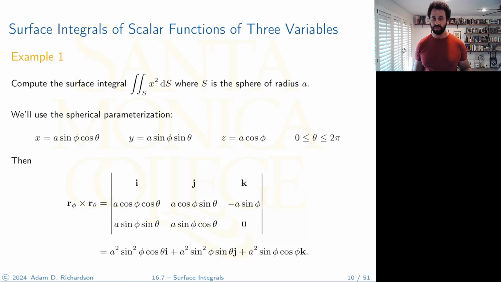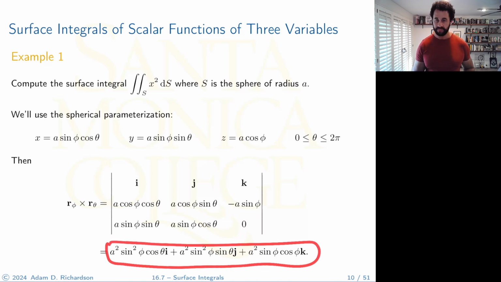I'll leave it to you to compute those. We've done it a couple of times. We did it in the last section. Compute those partial derivatives, and then compute the cross product of those two partial derivative vectors, and you get this mess right here.